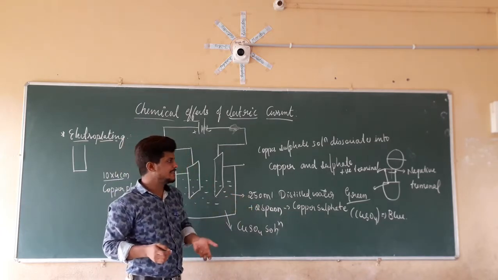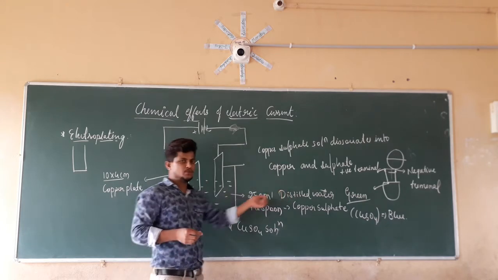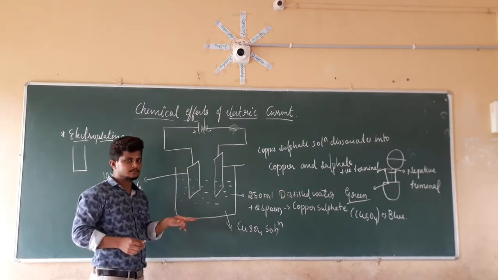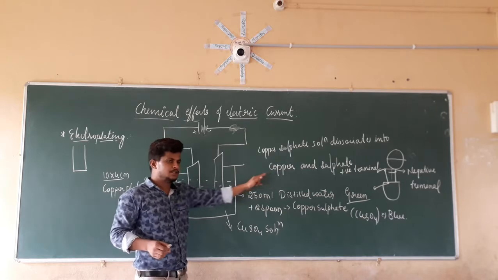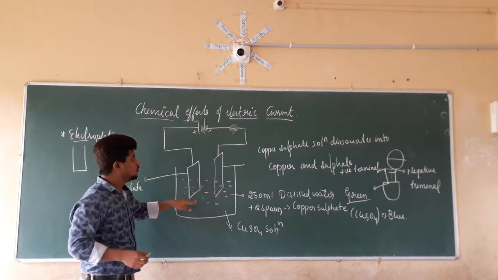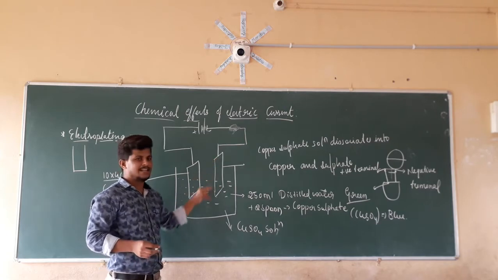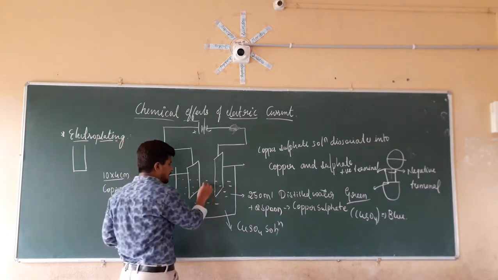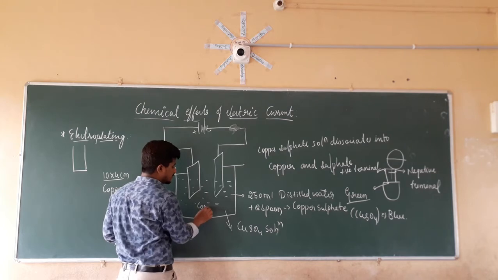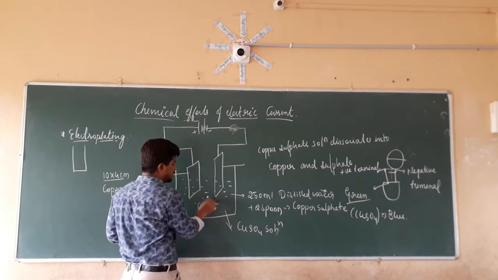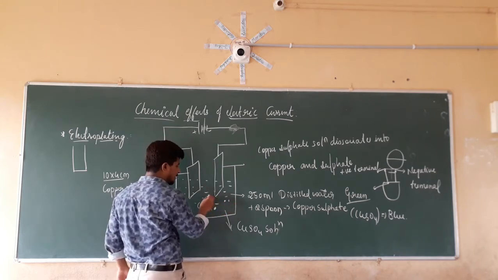So what happens here? Whatever copper is dissociated in this solution is going to deposit on the negative electrode. It is going to deposit on this negative electrode. So whatever copper is present here in this case, all the copper is going to deposit on the negative electrode.